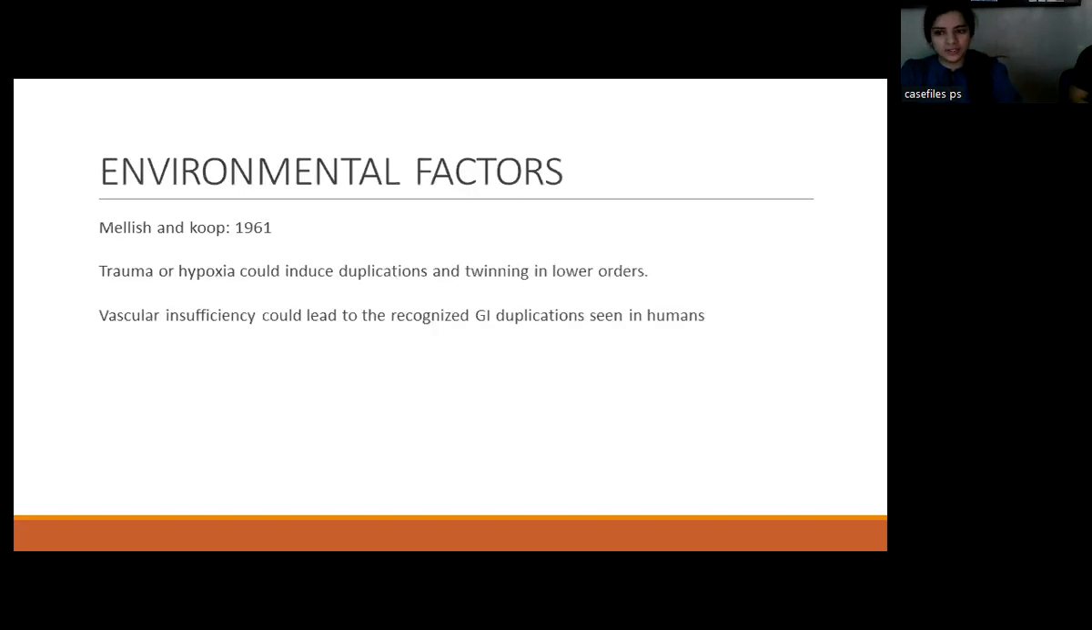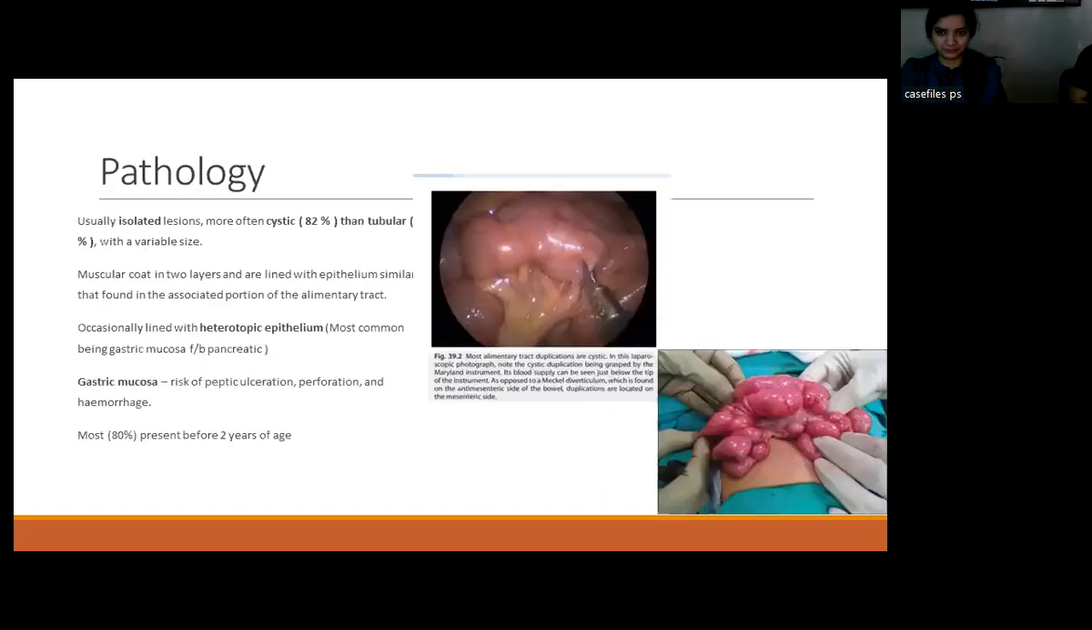The last theory, the vascular insufficiency theory, was given by Malish and Co. According to this, trauma and hypoxia lead to duplication and twinning in the caudal part. This theory is associated with intestinal atresias. So patients who have intestinal atresias will have associated duplications. This theory explains only the part of the duplications which have associated intestinal atresia. Patients who do not have intestinal atresias are not covered by this.